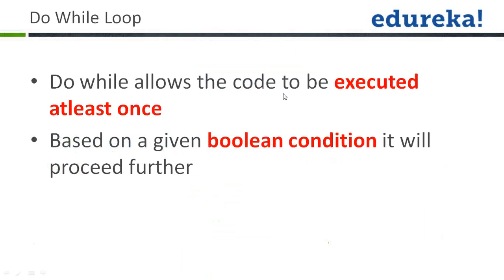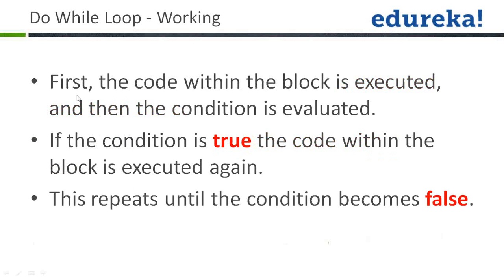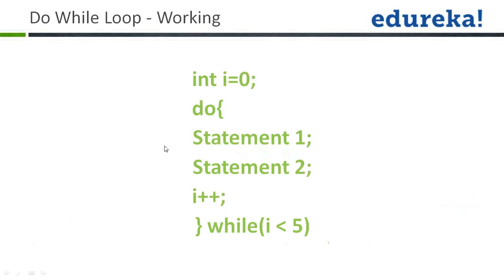A do while loop allows the code to be executed at least once. That means for once it will be executed. Based on the given Boolean condition, it will proceed further. The working is, first the code within the block is executed and then the condition is evaluated. If the condition is true, the code within the block is executed again. This repeats until the condition becomes false. Let's see the working now.